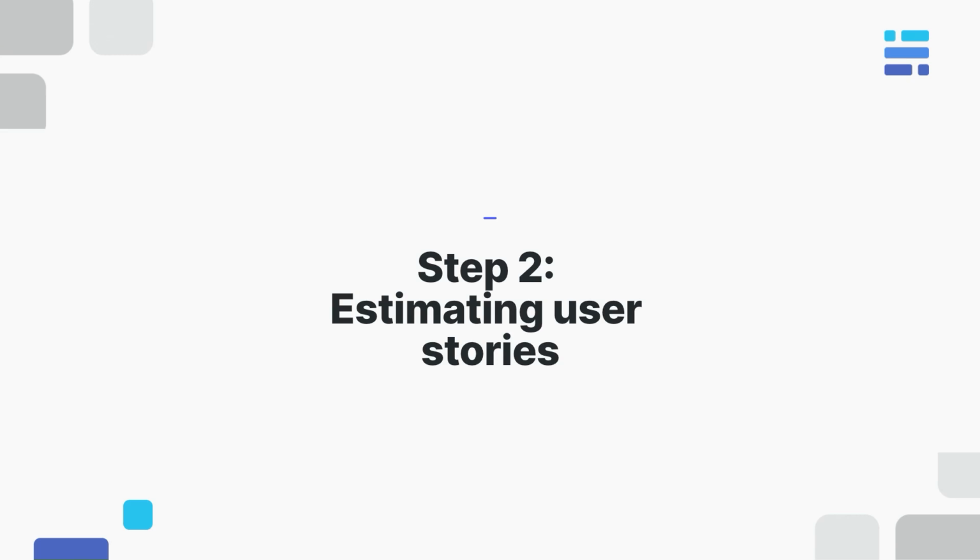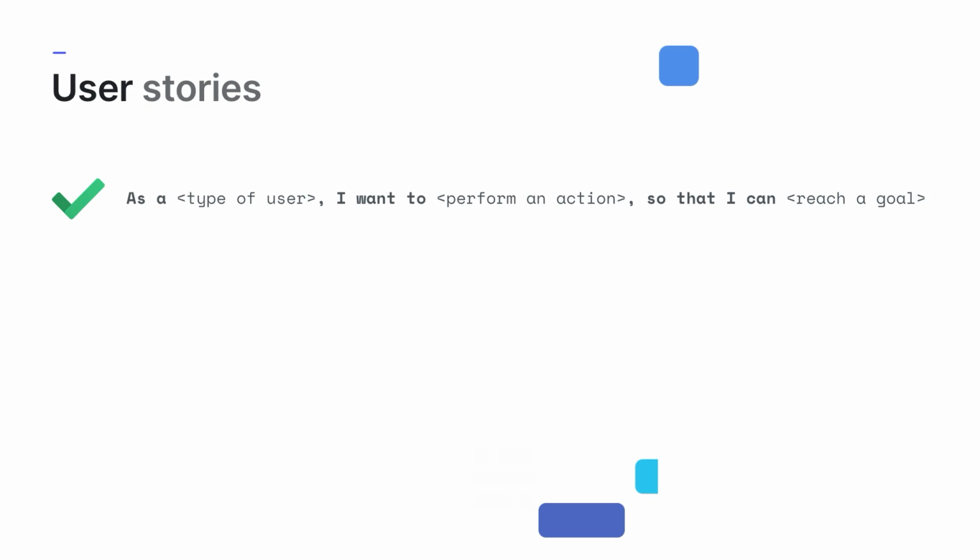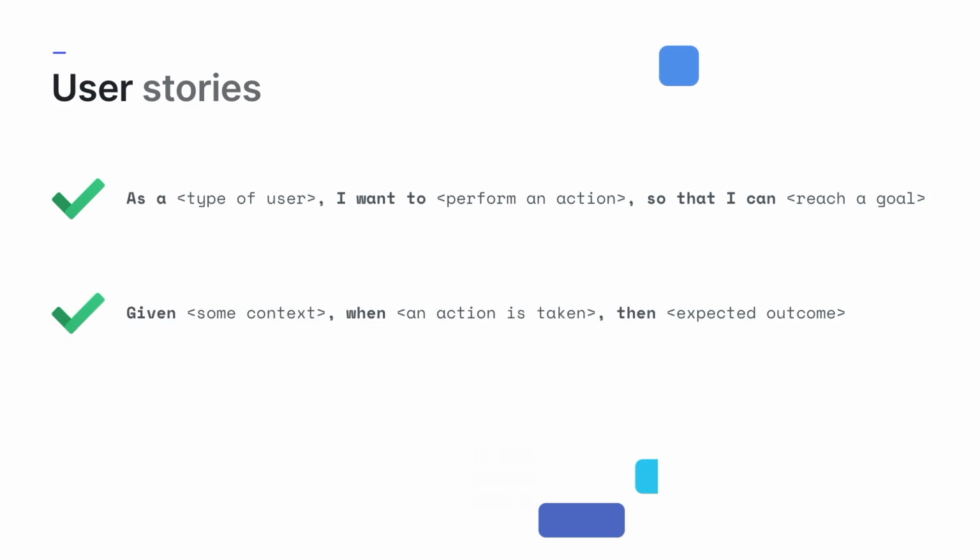A good user story meets 3 requirements. It is well written in the form of, as a certain type of user, I want to perform an action so that I can reach my goal. It also contains acceptance tests in the form of, given some context, when an action is taken, then this is my expected outcome. And finally, a user story is well documented.